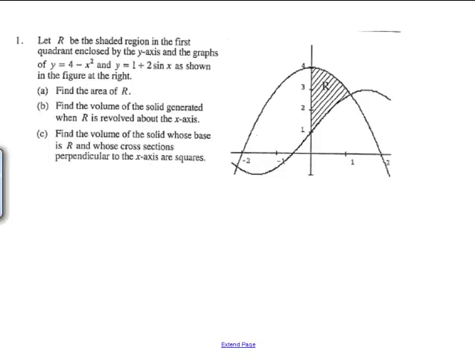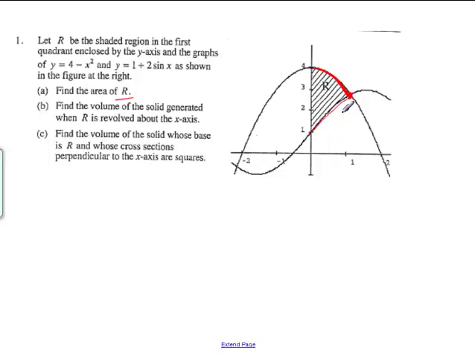All right, so we're going to finish off with two challenging problems. What I suggest that you do is pause the video, see how much of this you can do on your own, then unpause the video and watch the solution. So we've got a region shaded by 4 minus x squared and 1 plus 2 sine x in the first quadrant. It says find the area of R.